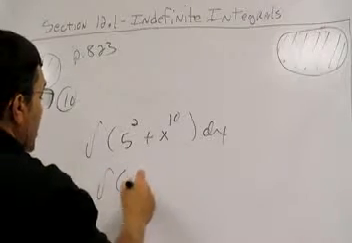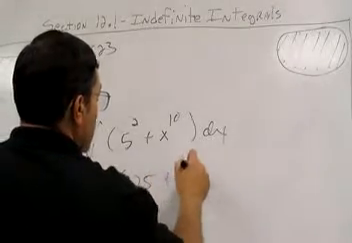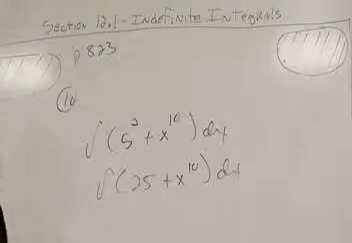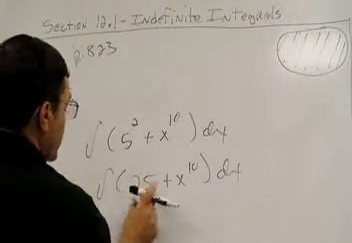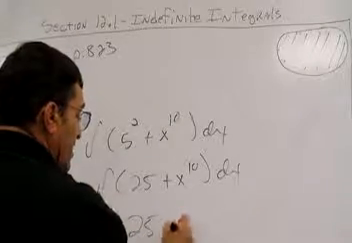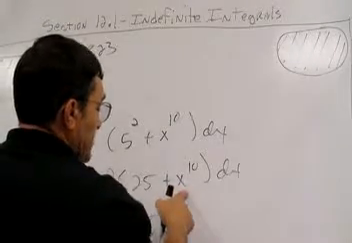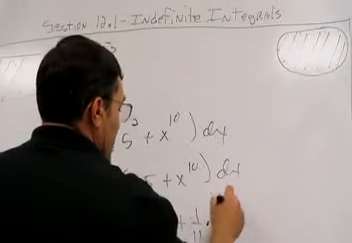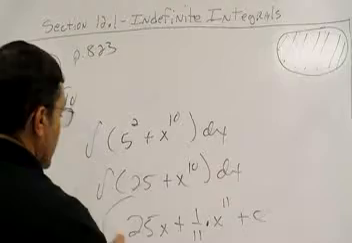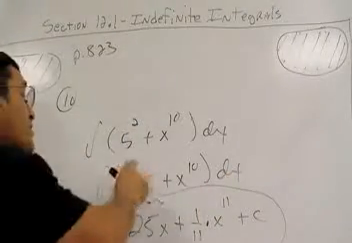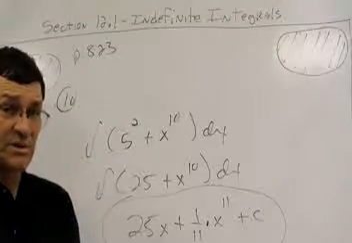What you want to do is think of this like this, and then integrate that term by term. The integral of 25 would be 25x. The integral, or the antiderivative of x to the 10th, would be 1/11 x to the 11th plus c. That's the answer. You will see in the back of the book when you do number 10 the way it was written in the text.